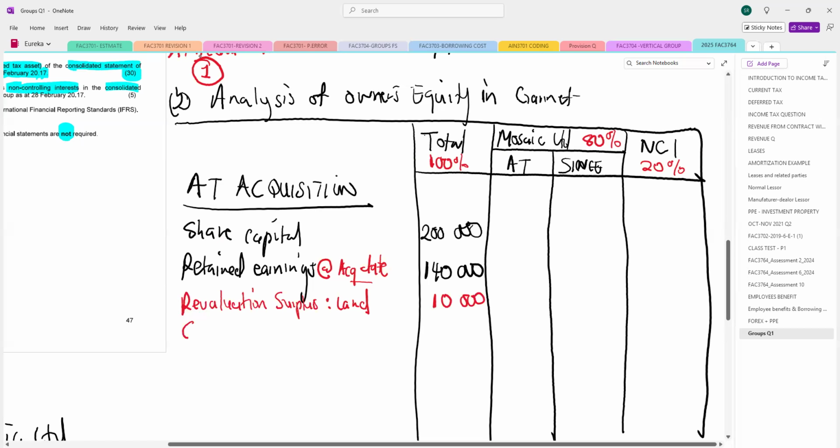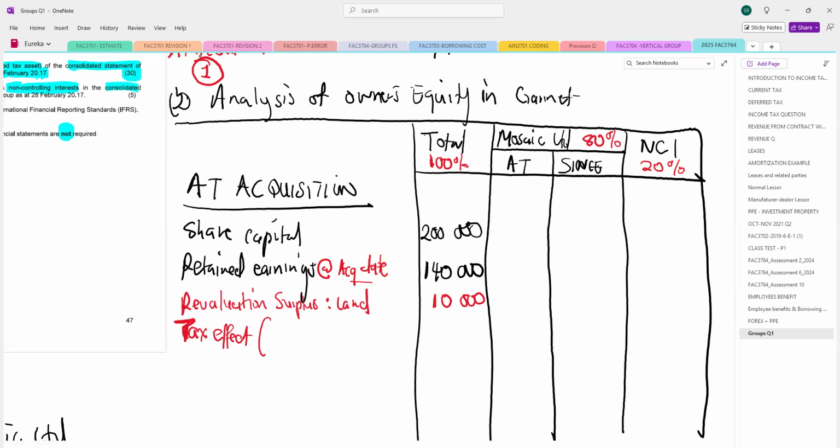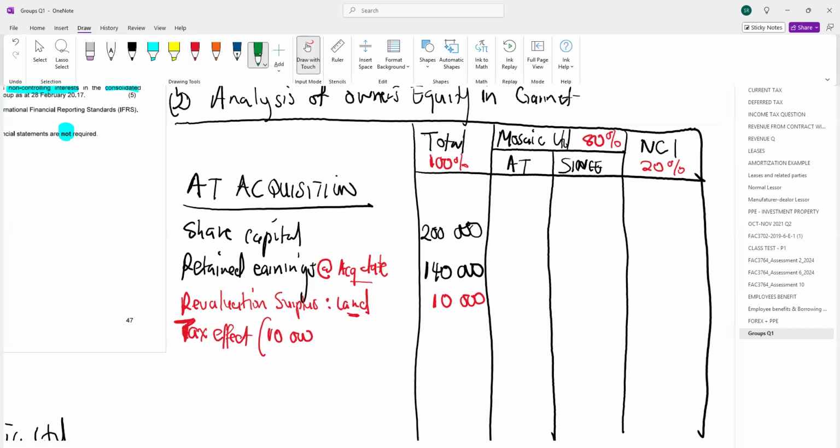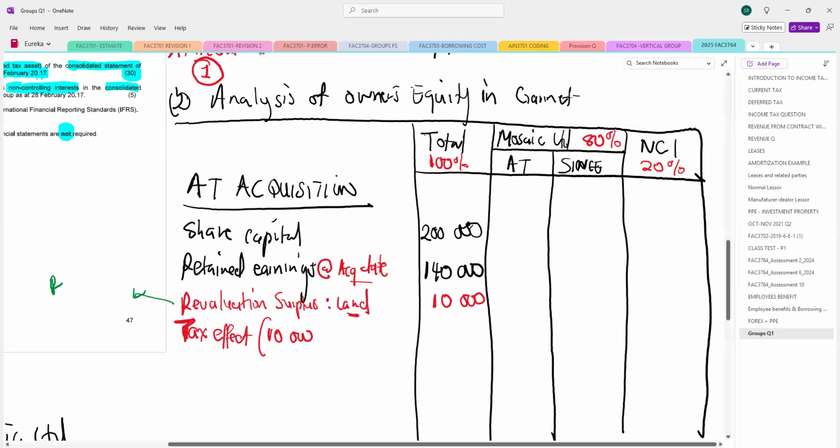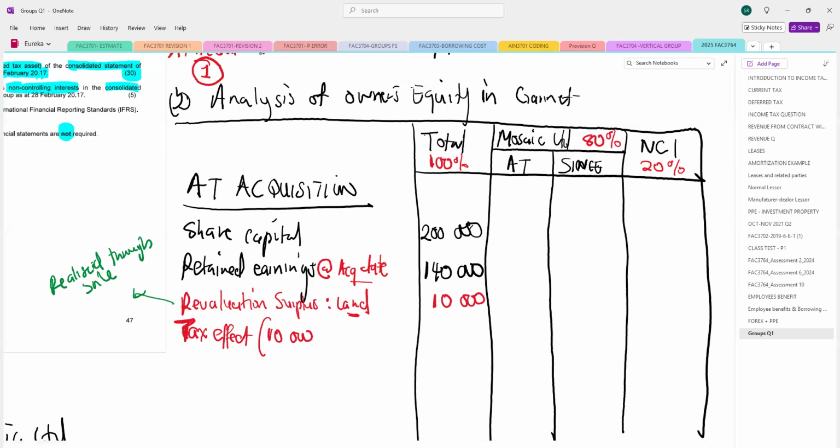Do not forget its tax effects. The tax effect on this is that we're going to take the 10,000. Now remember, guys, land is realized through sale. I think we've been talking about this for a while, so it's not new to any of us. It is realized through sale, meaning this affects capital gain. I think for a while now we've been touching on that.